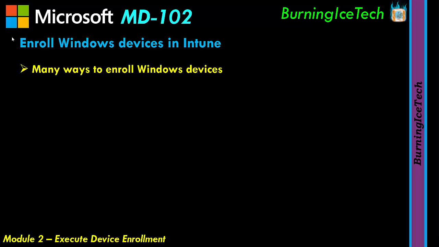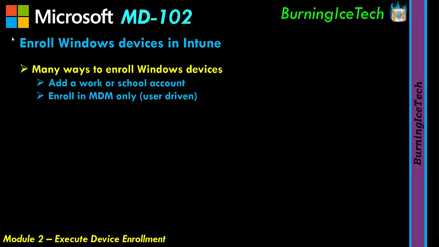Many ways you can go and do that. I'm going to list a couple of methods here for you guys. It's not the only methods, but still it's a pretty decent list. I think there's 8 that I'm going to list for you guys. The first one is just to go and add a work or a school account. The second is enroll into MDM only. So as the user, you can go and enroll only into Intune using the settings app. You can do it manually yourself.